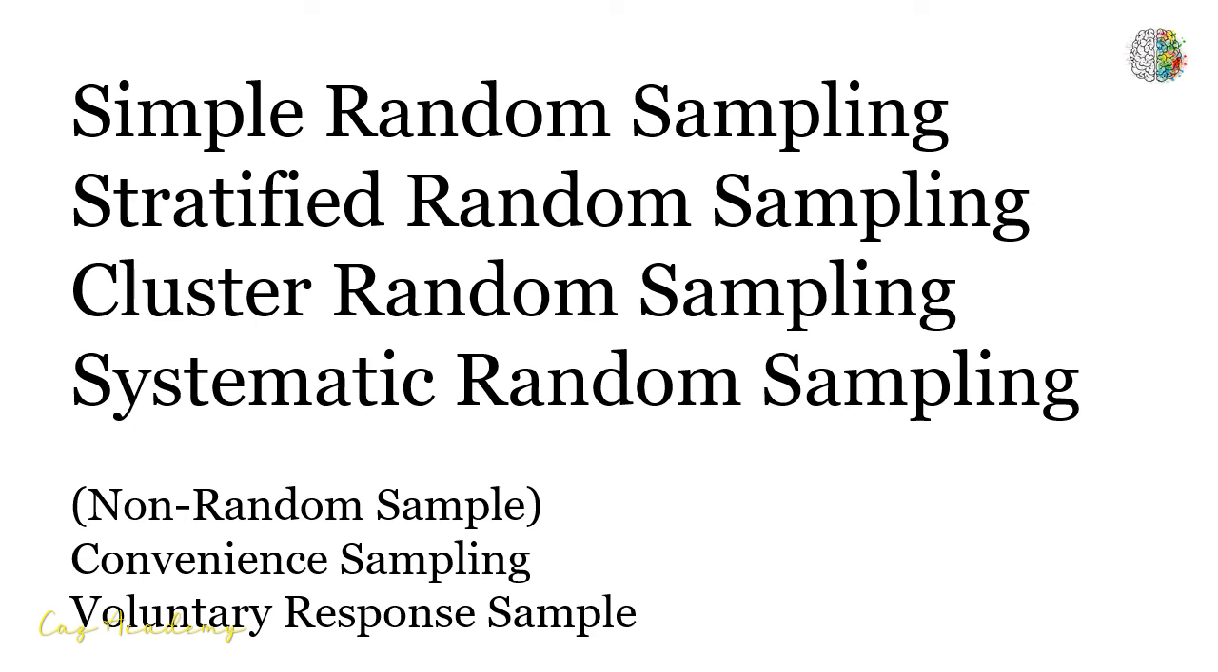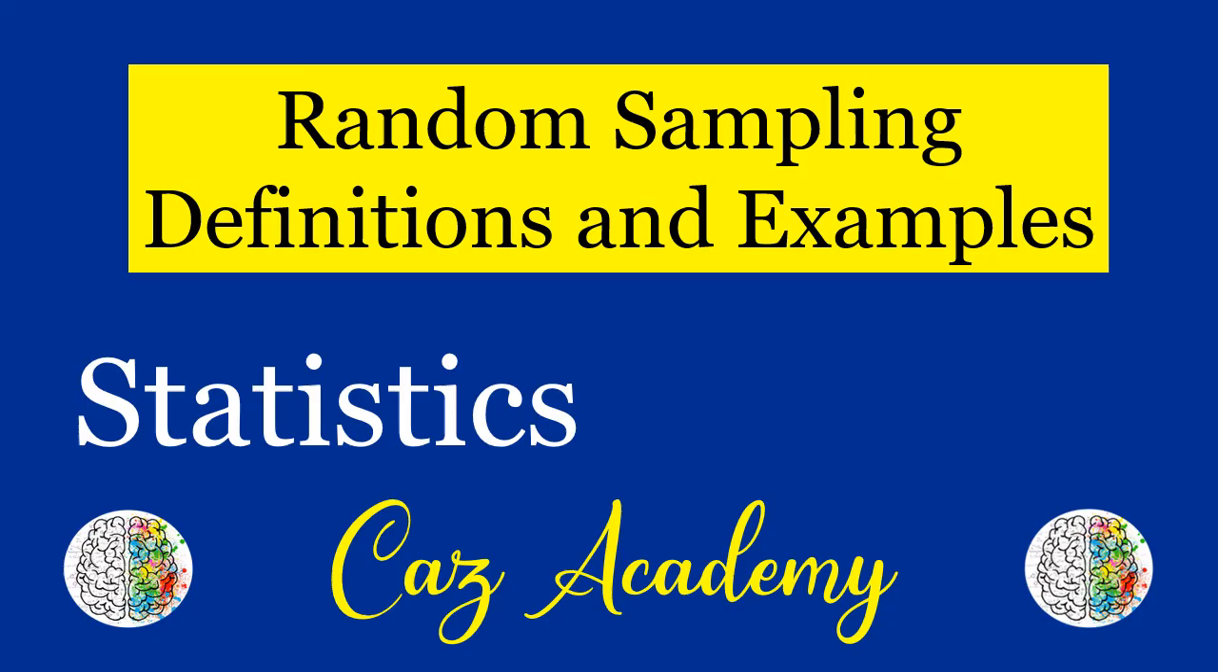So just to summarize, the different types of random sampling are simple random sampling, stratified random sampling, cluster random sampling, systematic random sampling, and then our non-random sample, which is called convenient sampling or voluntary response sample. And that concludes our lecture on random sampling definitions and examples.